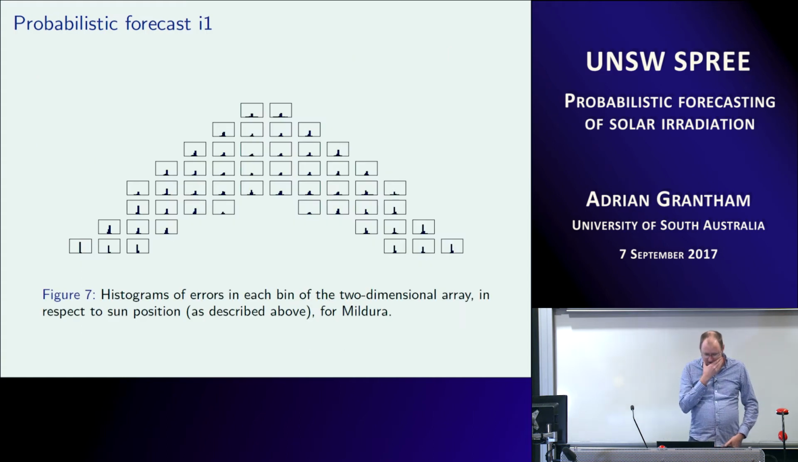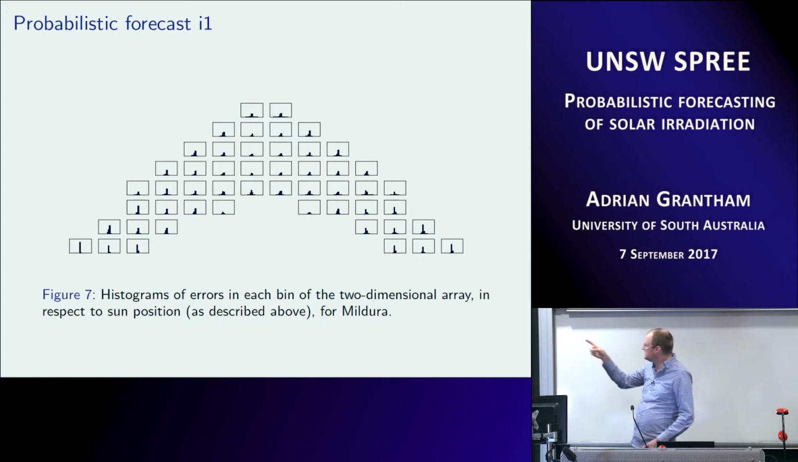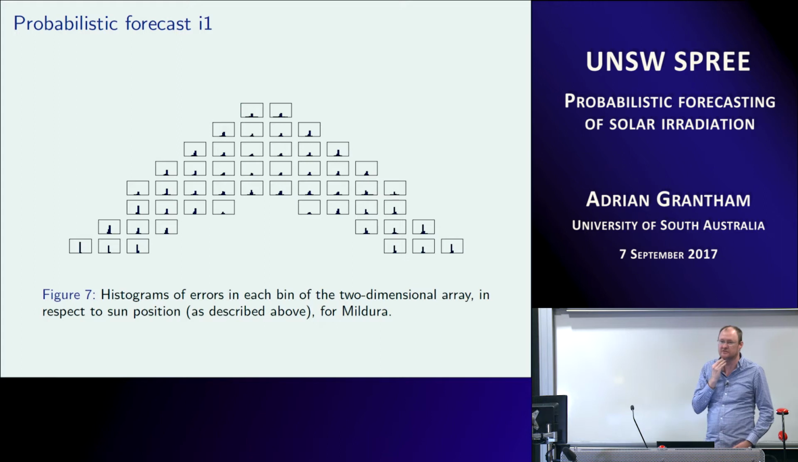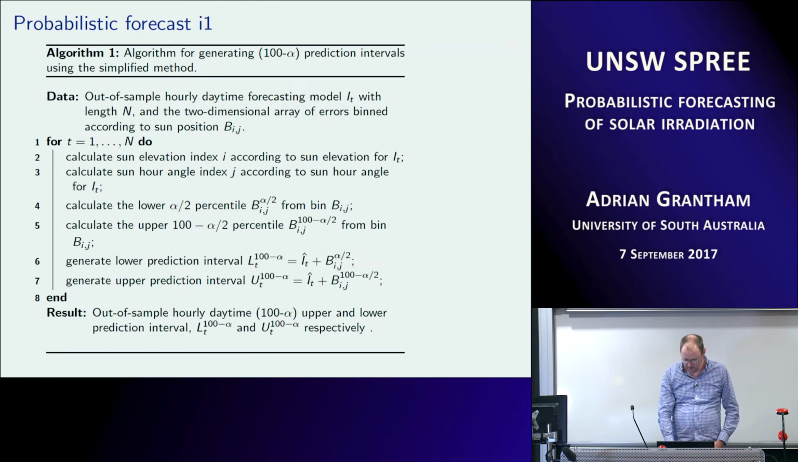And as I said, the variance systematically changes throughout the time of year. What I then did is plot a little histogram of the distributions for each one of those sun positions. You might get the odd distribution that looks similar, but it just highlights that we do have changing variance. So we've got all of our errors in our bins.